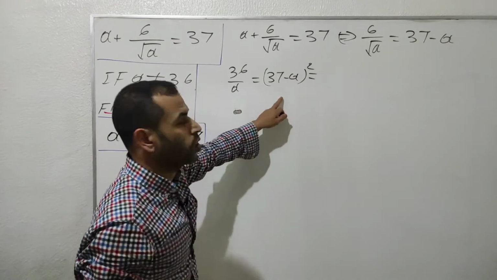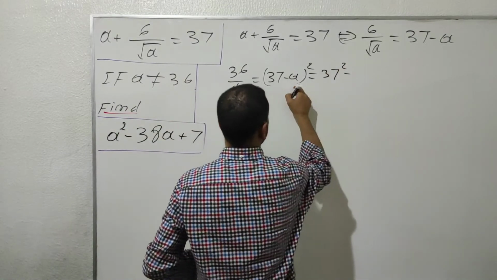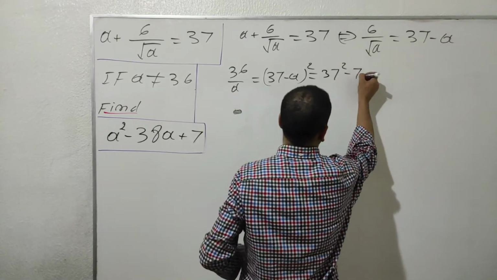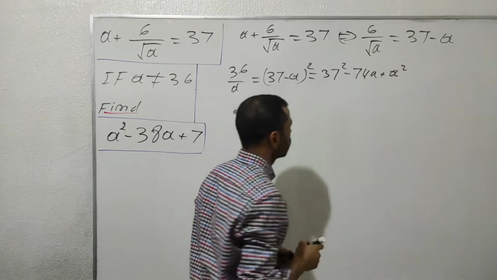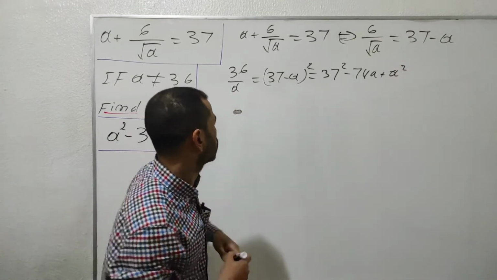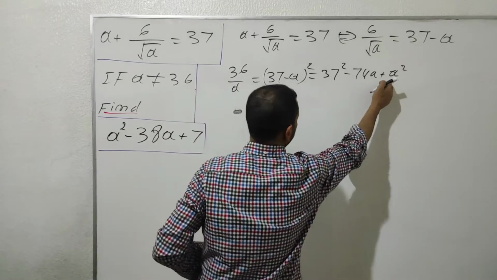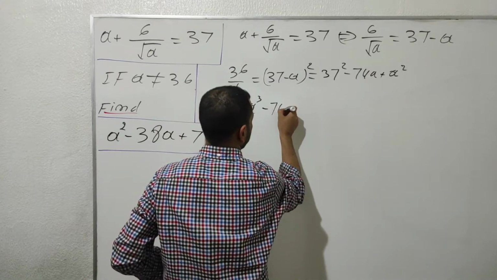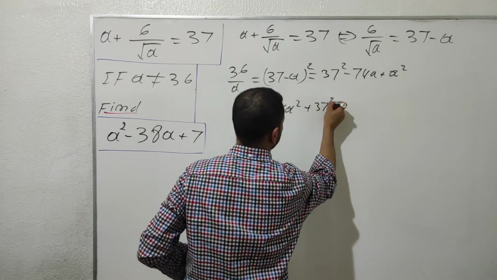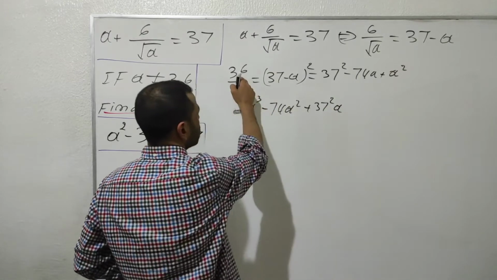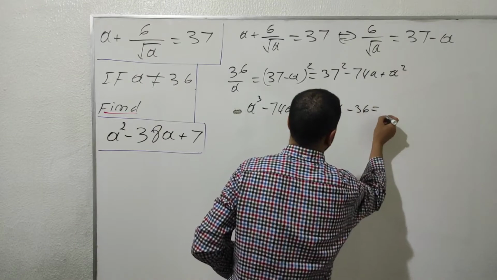So I'm going to FOIL this one out. I will get 37 squared, then 2 times 37, which is 74a, and a squared as the last term. By cross multiplication, I will get a cubed minus 74a squared plus 37 squared a. By bringing this 36 to the right hand side of this equation, it becomes minus 36. The whole thing equals 0.